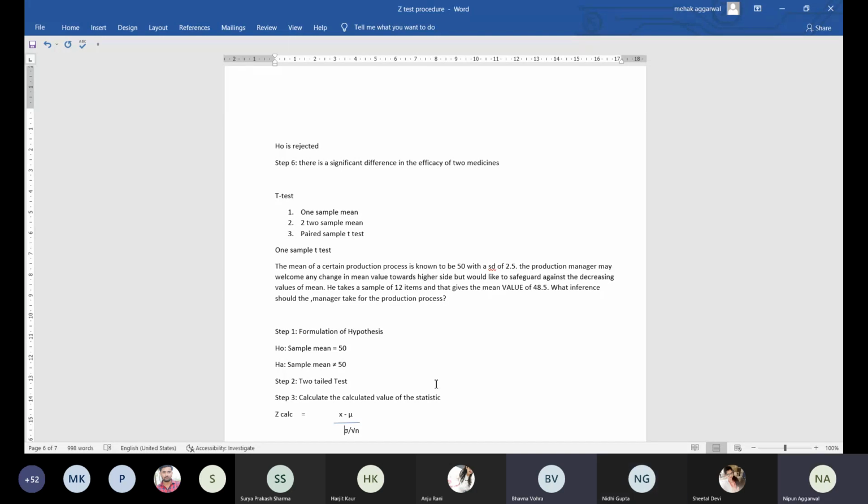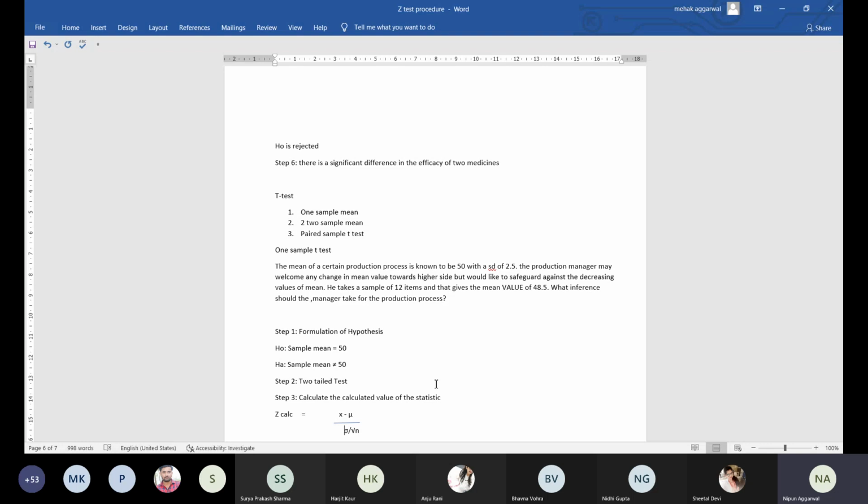It is a one-tailed test because the manager is only concerned with the lower mean value, the decrease. It has to safeguard against the decreasing values of the mean. So he's not bothered about increase. He is bothered about the decrease in the mean. If it increases, there is no issue, but it should not decrease.